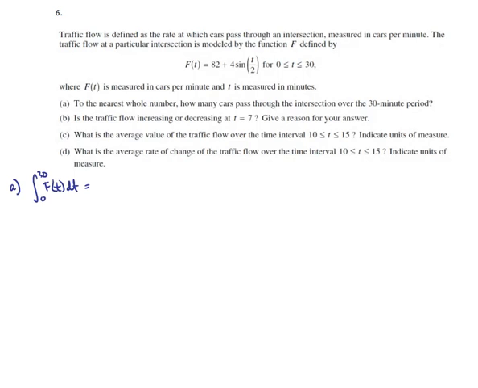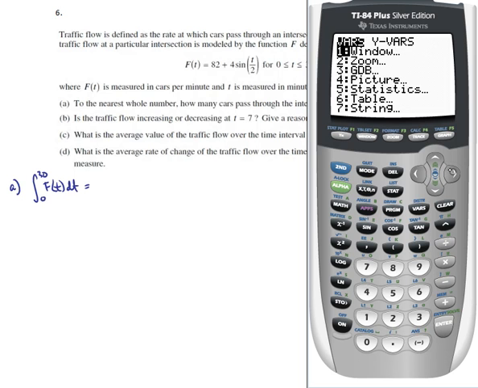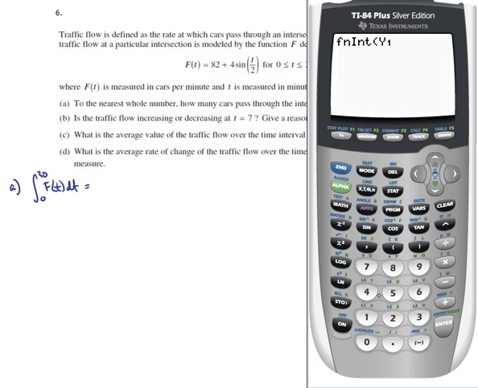And to evaluate that, we're going to go to our calculator, go into y equals, and I have set up there 82 plus 4 sine of x over 2. And if I want to evaluate the integral of that from 0 to 30, go back out to the home screen, to math, scroll up to fnInt, vars, Y vars, function Y1, comma x is the variable of integration from 0 to 30.